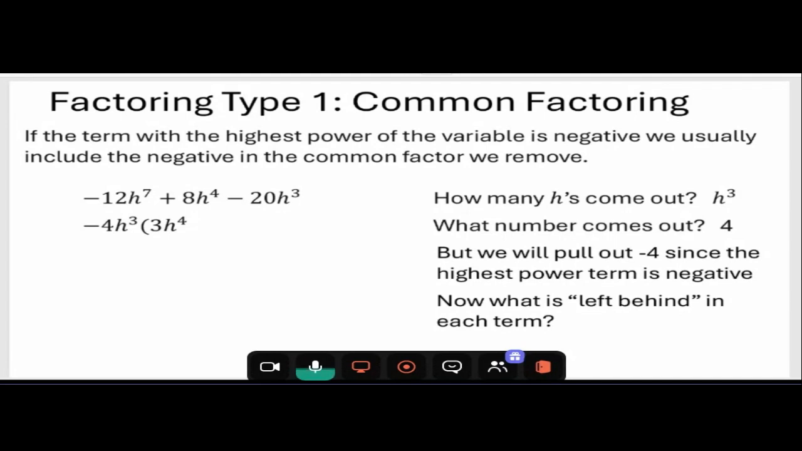But in the back of your mind, you remember what you technically just did is h to the 7 over h to the 3. And that becomes important when everything cancels out, as we saw with the 1 in the last example. Next one, 8. So we pulled this out. 8 divided by -4 is -2. H to the 4 divided by h to the 3, or I pulled 3 of the 4 h's out, 1 h is left behind. And the last term, I pulled a -4 out of -20, so divide. -20 divided by -4 is 5. And h cubed, I pulled all 3 h cubes out, so there's no h's left in the last term.